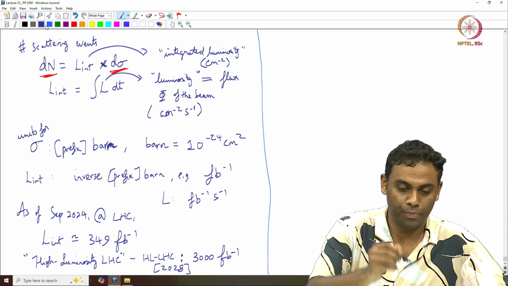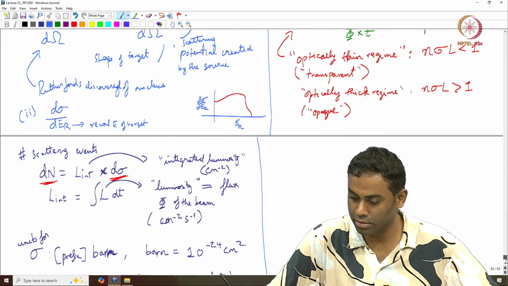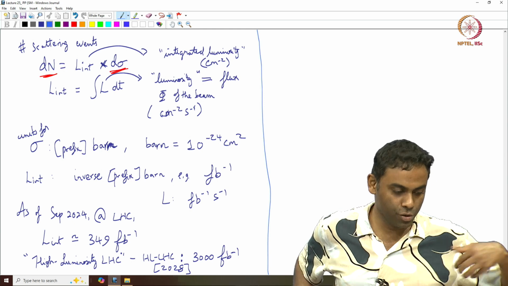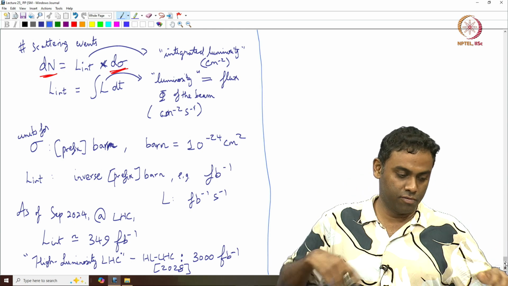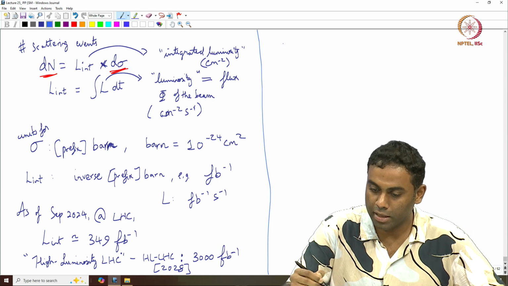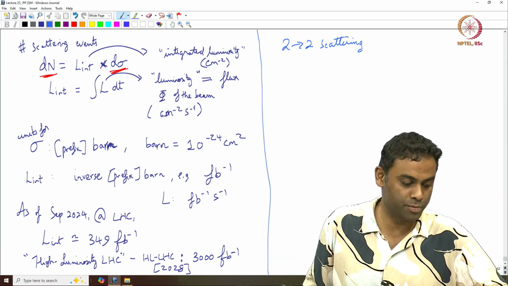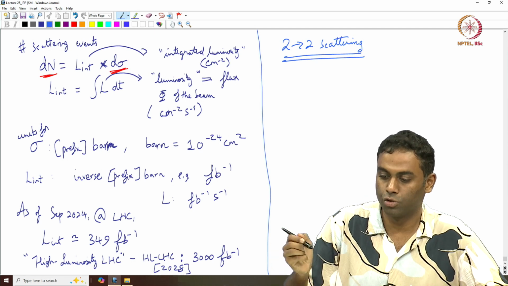Okay, so that's a digression. I hope it's a useful digression so that you can see all of these things have very real life applications right now. We can get back to deriving the general expression for 2 to 2 scattering.